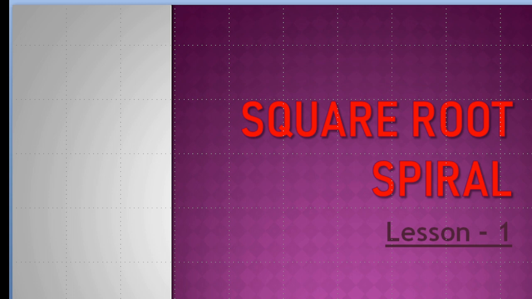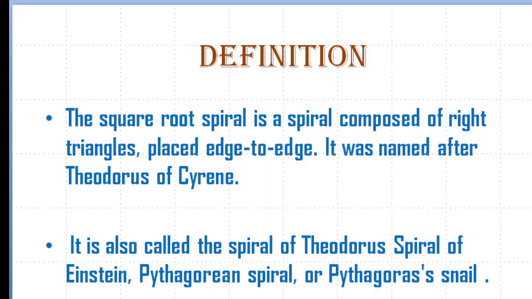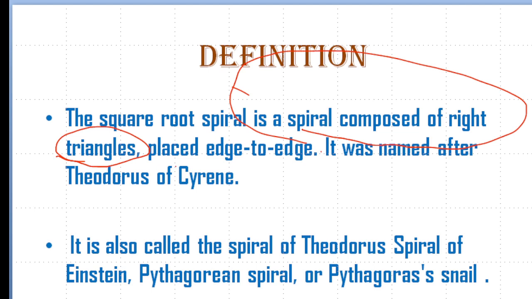I already told that to put an irrational number on a number line we use the Pythagoras theorem. Based on that Pythagoras theorem only, we will make this spiral. That is the square root spiral. So what is the square root spiral? First we will see the definition: the square root spiral is a spiral composed of right angle triangles. Means whatever triangles come here, all are right angle triangles.